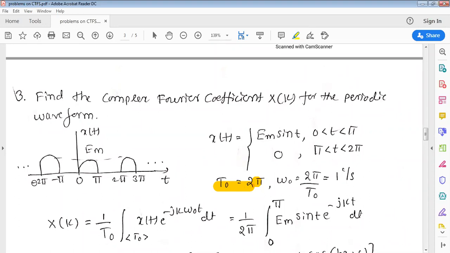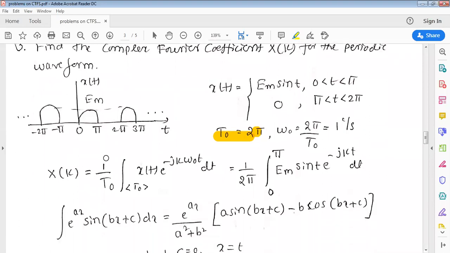Look at the values they are given. They would have given 0, pi, something like that, then you write sin t. If they give 0, 1, 2, 3, 4, then you have to write sin of pi t. If they give 0, pi, 2 pi, 3 pi, then you write sin of t. That's the difference. And the signal is 0 between pi and 2 pi, as we see from the diagram.